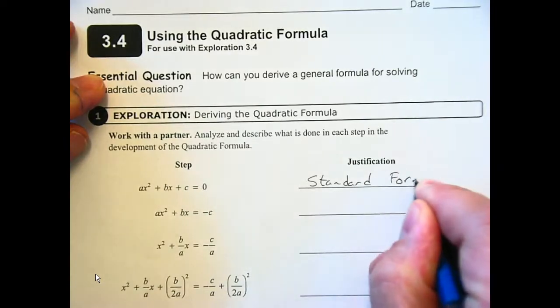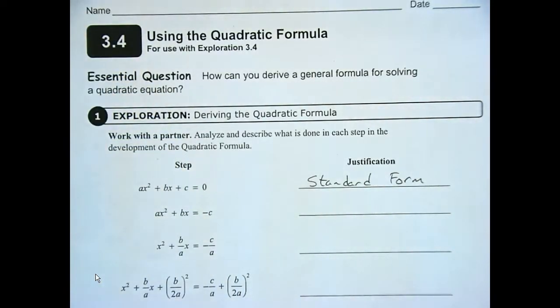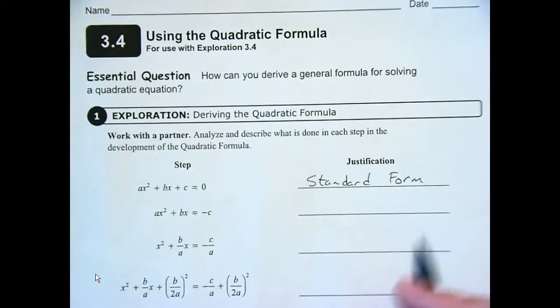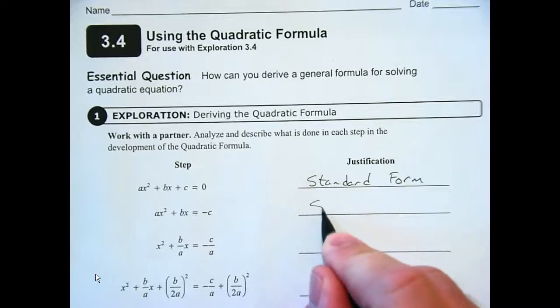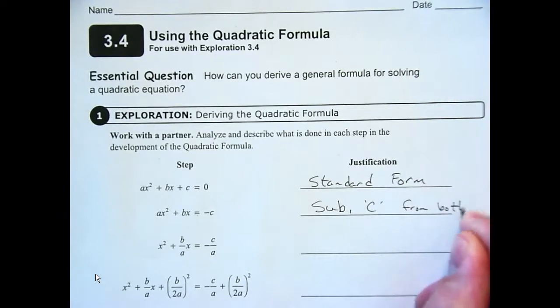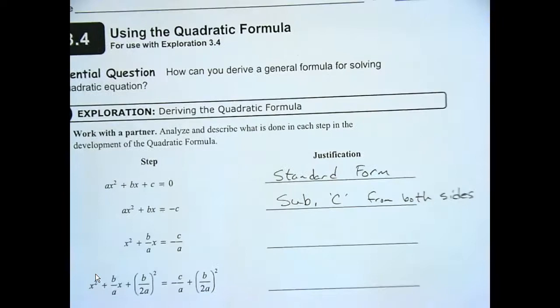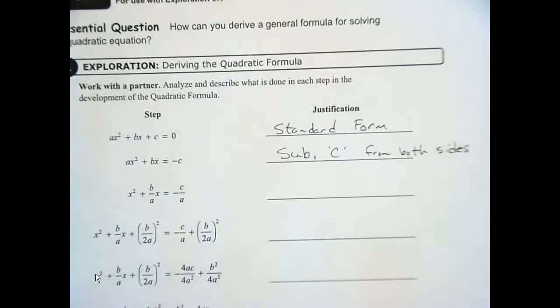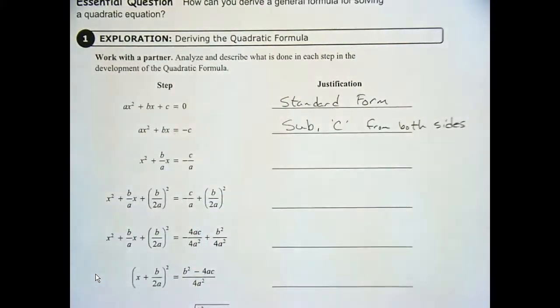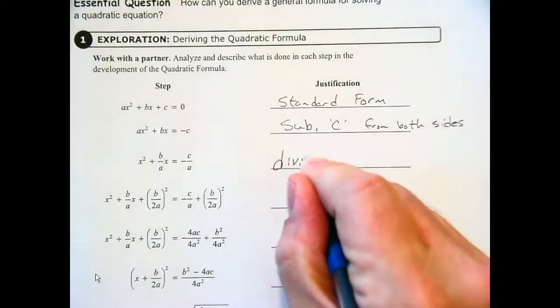We're going to go through this fairly fast, but tell your neighbor really quick what they did to get from here to here. Okay, Kai, what'd they do? Subtracted C from both sides. Kind of like a proof, yes. Good. What did we do from here to here? Divide by A. Well done.